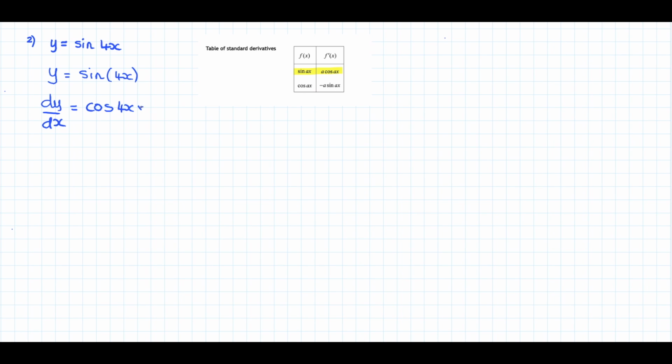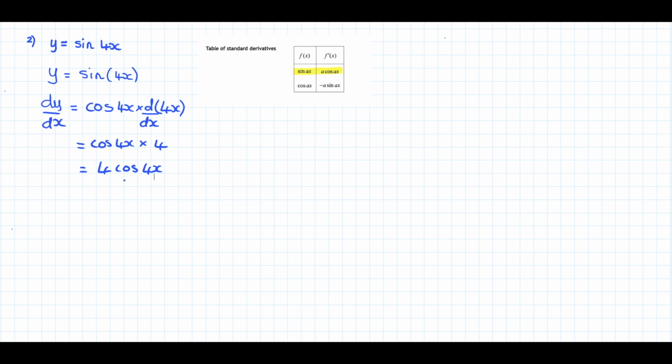And then we turn our attention to what's inside the bracket, d by dx of 4x. So that would be cos 4x. Differentiate 4x and you get 4. So that's equal to 4 cos 4x. Now you're actually given that in the standard table of derivatives up here, where there's sine ax, and it tells you that differentiate sine, you get cos. So differentiate sine ax and you get a cos ax. Differentiating sine 4x and you get 4 cos 4x.